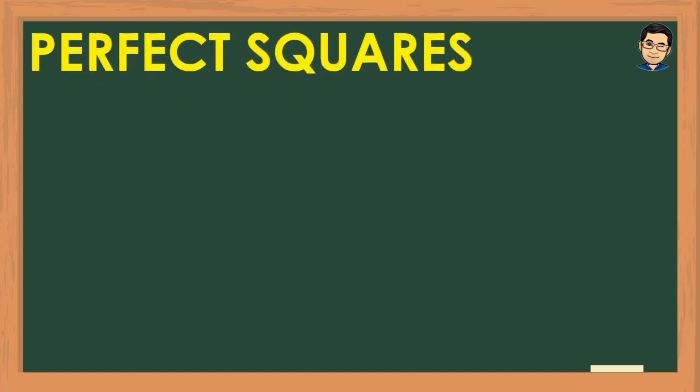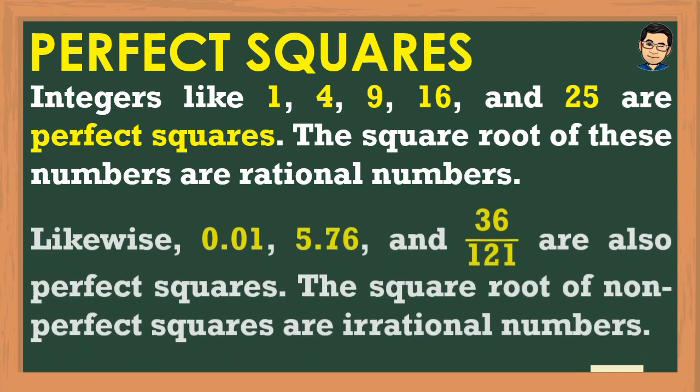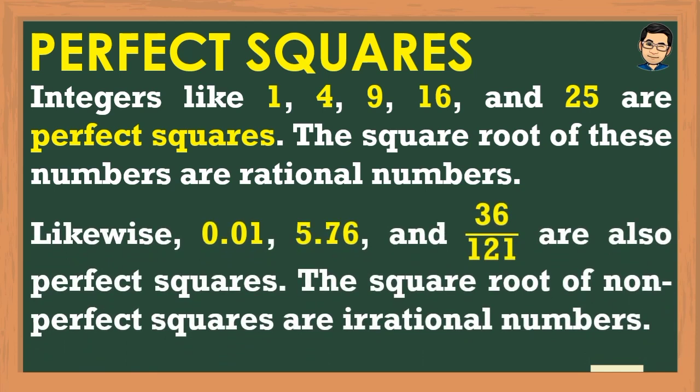We also have perfect squares. Integers like 1, 4, 9, 16, and 25 are perfect squares. The square roots of these numbers are rational numbers. If your teacher asks you to solve for the square root of 25, the square root of 25 is 5, wherein kapag in-square natin or minultiply natin yung 5 sa sarili niya, the answer is 25. And 5 is a rational number. Likewise, 0.01, 5.76, and 36 over 121 are also perfect squares.